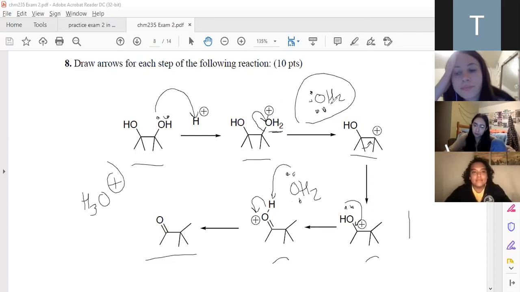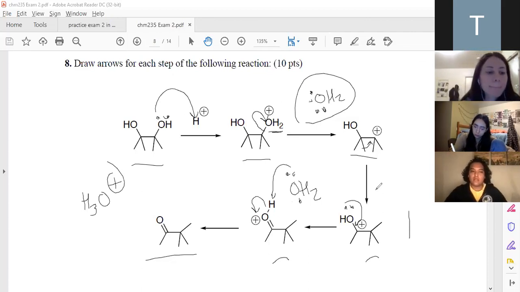Which part is the loss of a leaving group? So when did I lose something? When did I lose a functional group? The second part, right? Yep, because I lost the water. That's the leaving group. So anytime you form a positive charge like that, that's usually an indication of a leaving group leaving.